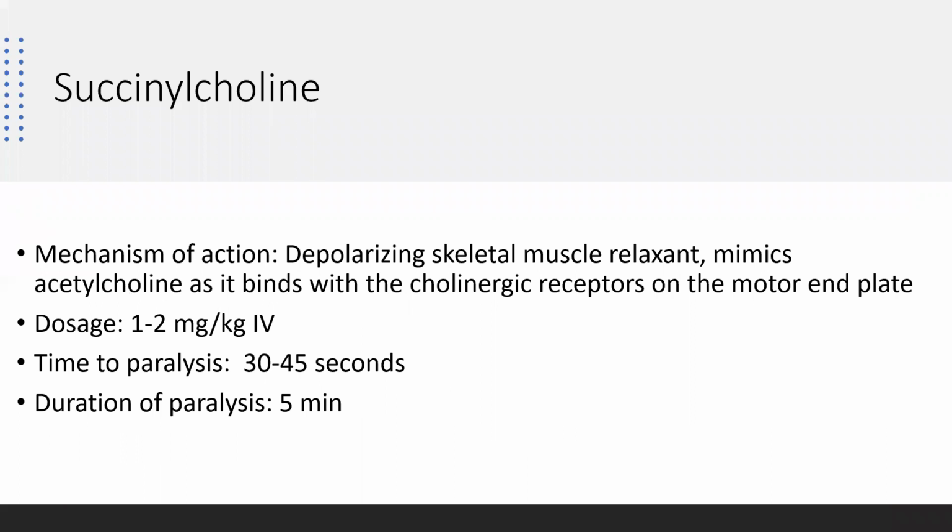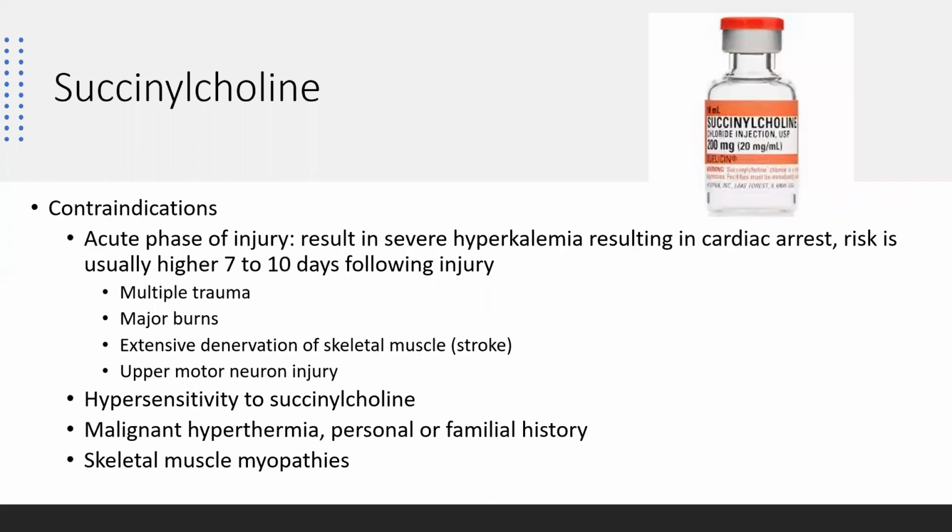Now, succinylcholine, this is a medication that is often used within the emergency department as well as the operating room for rapid sequence induction. This medication is a depolarizing neuromuscular blockade. The dosage is 1 to 2 milligrams per kilo IV, and the time to paralysis is going to be a little quicker for succinylcholine than ROC, usually that 30 to 45 second range. And then the duration of paralysis is much shorter, usually about 5 minutes of time for paralysis.